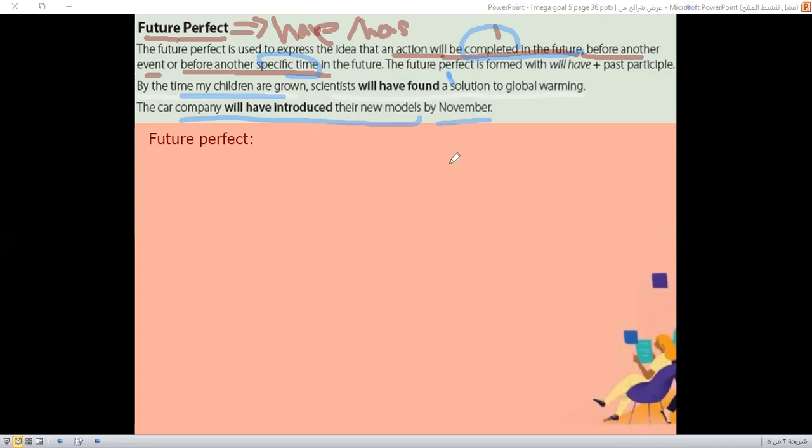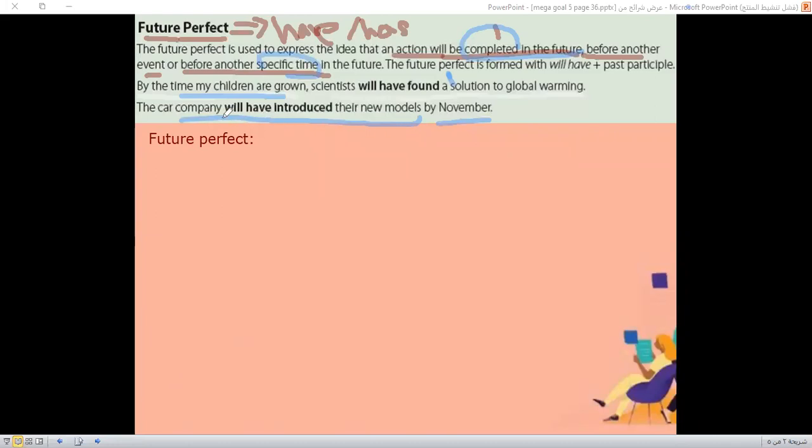Okay, so which one is going to happen first? The month of November or the car company introducing the new models? Which one comes first? November. يعني نوفمبر سيأتي وهم لسه ما.